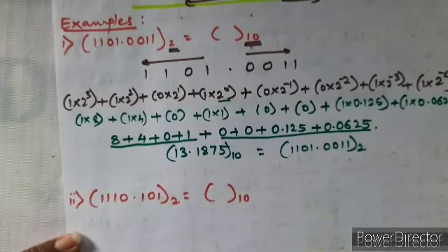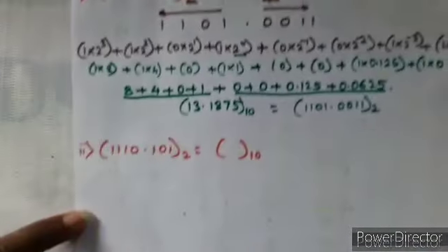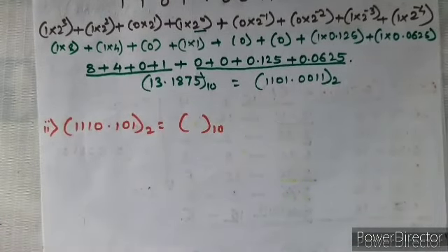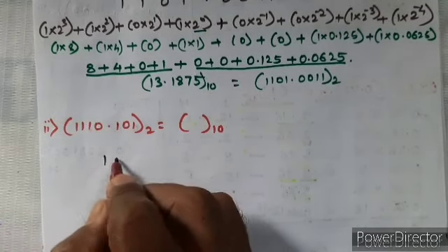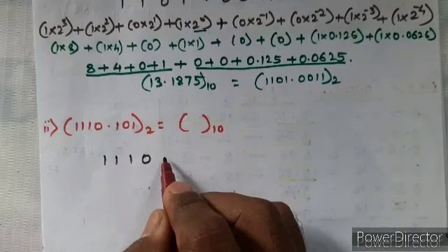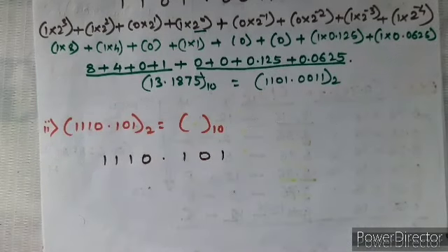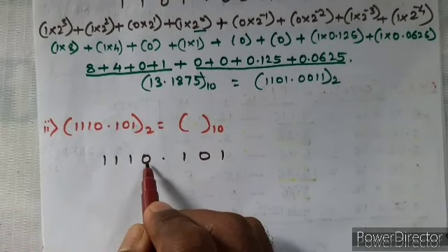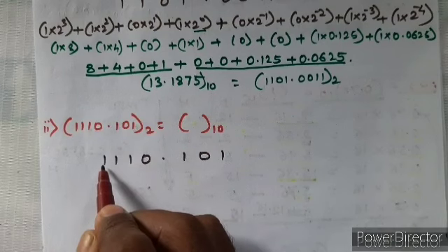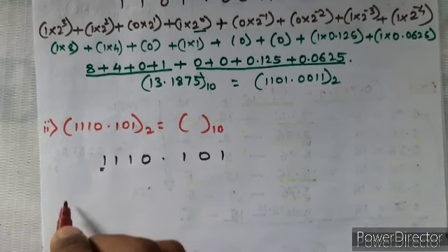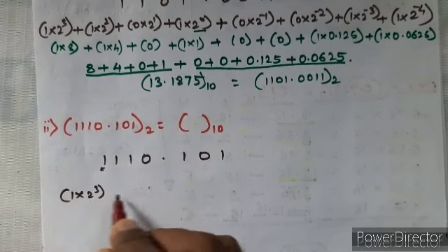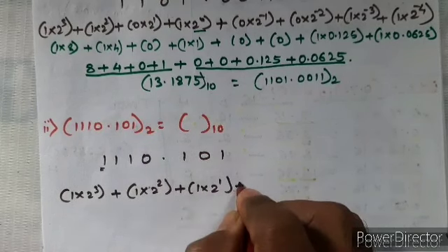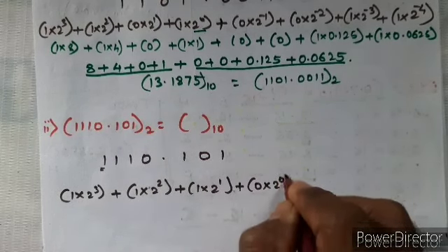I hope this example is clear for you. Let us see the second example. In the second example, again we have 1110.101. Okay, so this corresponds to 2 raised to 0, 2 raised to 1, 2 raised to 2, 2 raised to 3. So I can then start this way also. So 1 into 2 cube plus 1 into 2 square plus 1 into 2 raised to 1 plus 0 into 2 raised to 0, right?